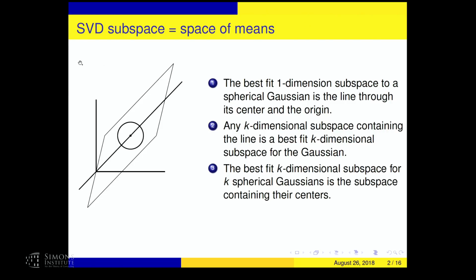So take one Gaussian and let the mean of it not be the origin. Okay, let's assume it's not the origin. I want to claim the best fit one-dimensional subspace to a single spherical Gaussian is the line through its mean, through its center and the origin. Okay, so why is that? I'm going to give you a hand-wavy proof. It's easy to write down and prove it.